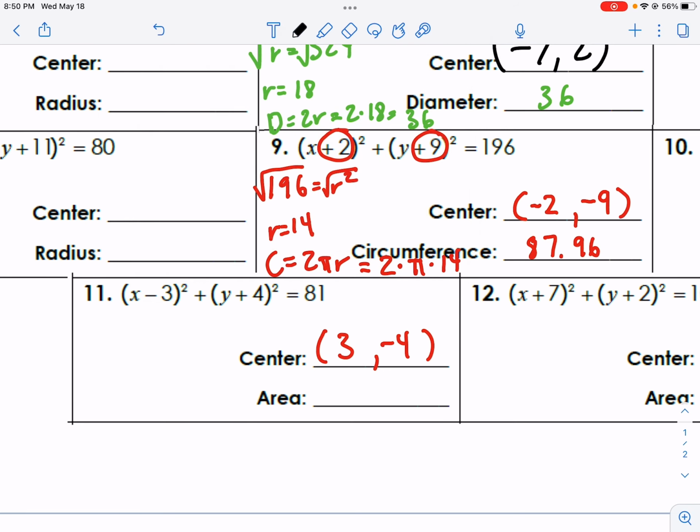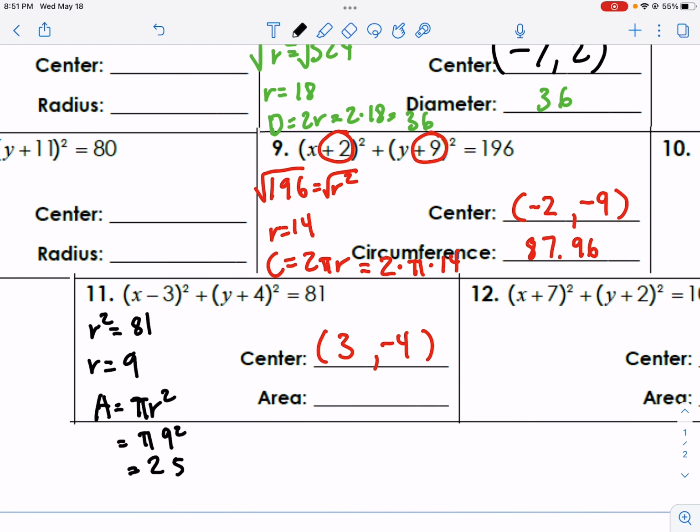Alright, so for my radius, my r squared value is 81. That means my r value is 9. But I'm not asking for the r, I'm asking for the area. So that means I'm going to go... Oh, I just stopped thinking. Area is equal to pi r squared. So r is 9, so pi times 9 squared, which is pi times 81, 254.47.